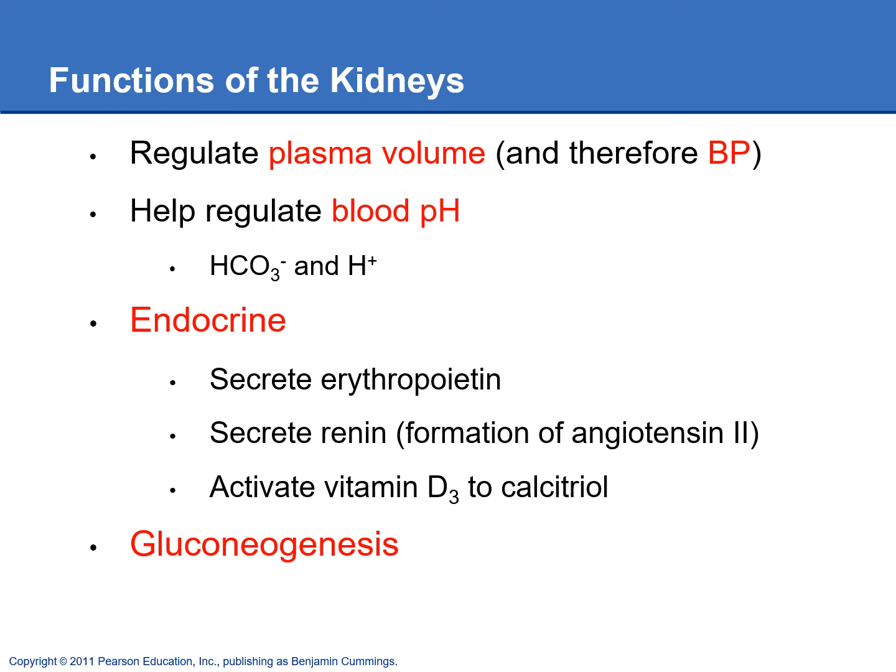And then the kidneys will also activate vitamin D3 to the active form calcitriol. Remember that vitamin D3 will tell the intestines to absorb more calcium from your food and increase blood calcium levels. The kidneys do a little bit of gluconeogenesis, but most of it's going to be done by the liver. Remember, gluconeogenesis is when you make new glucose from things that are not carbohydrates.